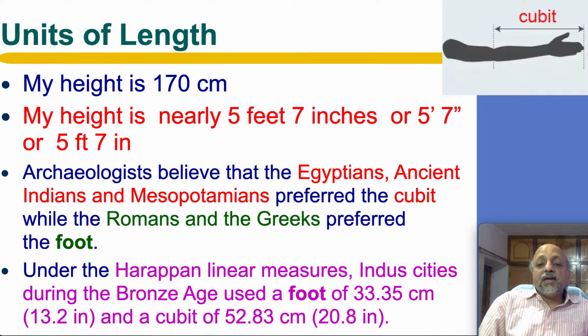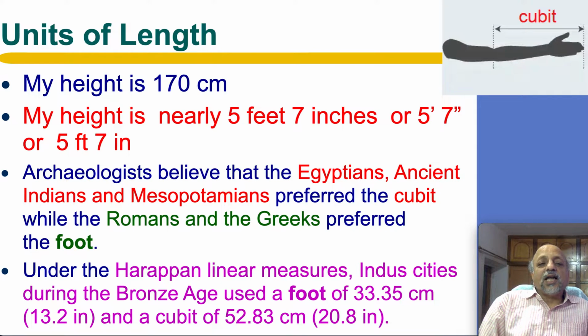But there are many unit systems. So instead of saying that my height is 170 centimeter, I can make a statement that my height is nearly 5 feet 7 inches, which I can write as 5 single prime 7 double prime, or 5 ft 7 in. So ft is the symbol for feet and in is the symbol for inch. And similarly, single prime is used as symbol for feet and double prime is used for symbol for inch.